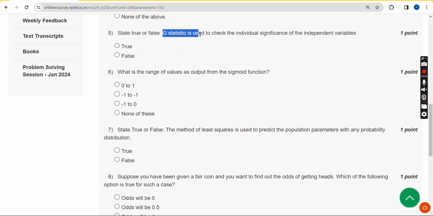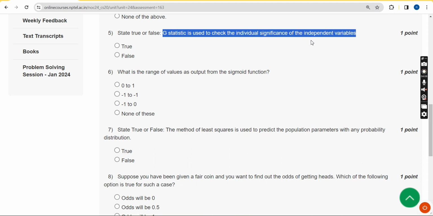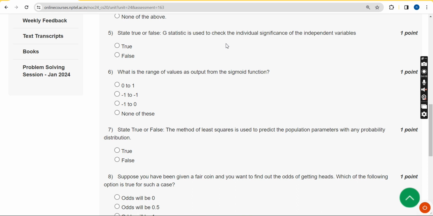G statistic is used to check the individual significance of the independent variables. So for the fifth question, it is a false statement, guys. Next, sixth question, guys. Sixth one.